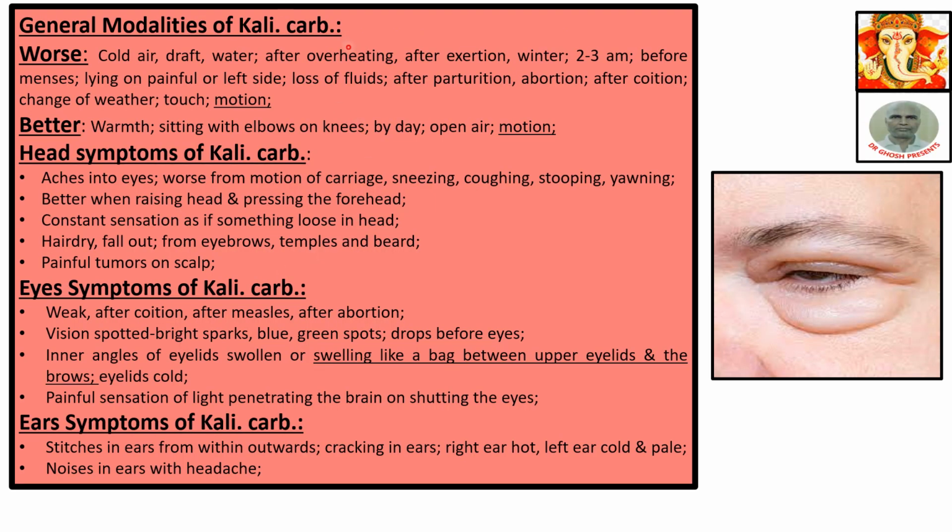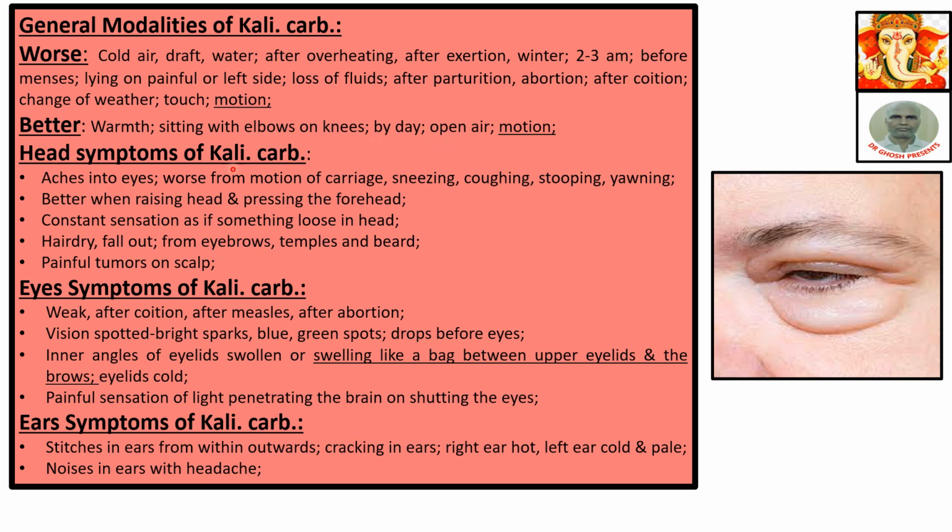General modalities of Kali Carb. Worse: cold air, draft, water, after overheating, after exertion, winter, 2 to 3 am, before menses, lying on painful or left side, loss of fluids, after parturition, childbirth, abortion, after coition, change of weather, touch, motion. Better: warmth, sitting with elbows on knees, by day, open air, motion.